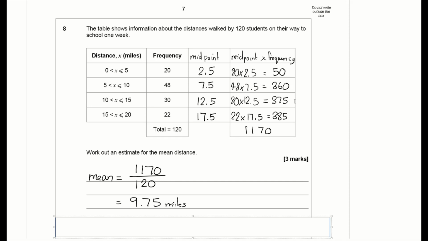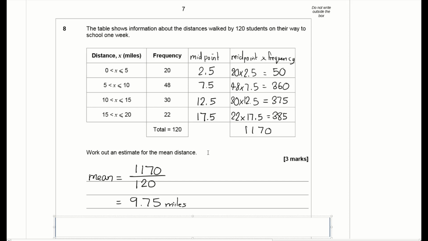But to get the mean, we then need to divide by the total number of students. The total number is already provided to us, it's 120. So 1170 divided by 120 equals 9.75 miles. A common error in this question is just to divide by the number of rows here, so as in divide by 4. But that's not what the mean is.